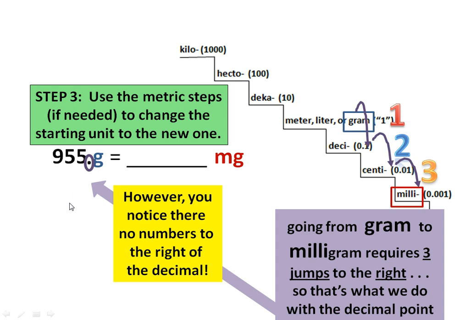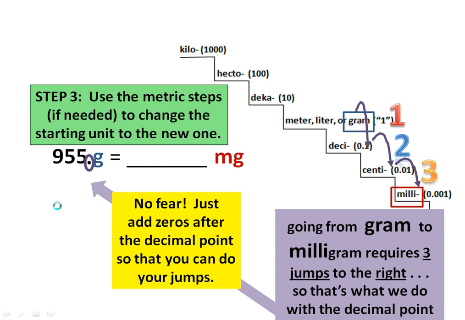So now we're going to try doing our 3 jumps to the right. But we notice another problem. There are no numbers to the right. We see our unit g, but we can't jump the decimal over letters. We have to jump it over numbers. And so, not a problem. We can just add zeros to the right of that decimal point so we can do our jumps to the right. So I added 3 zeros to the right because remember, we figured out we have to jump 3 to the right.